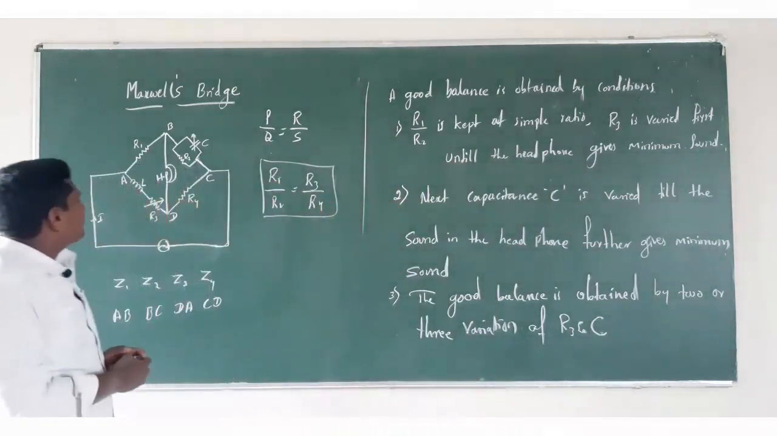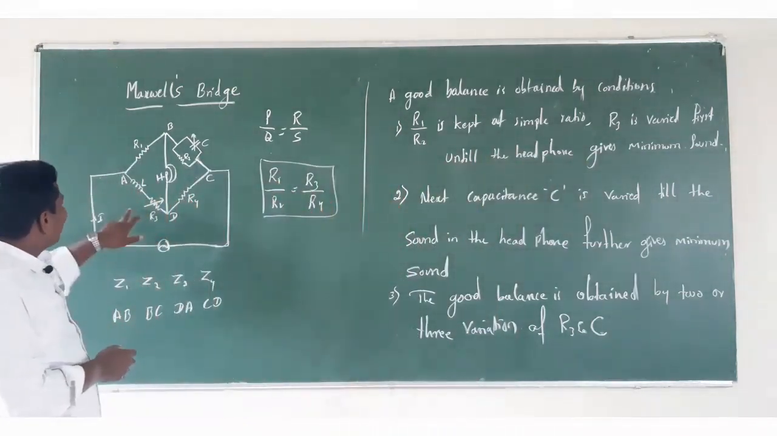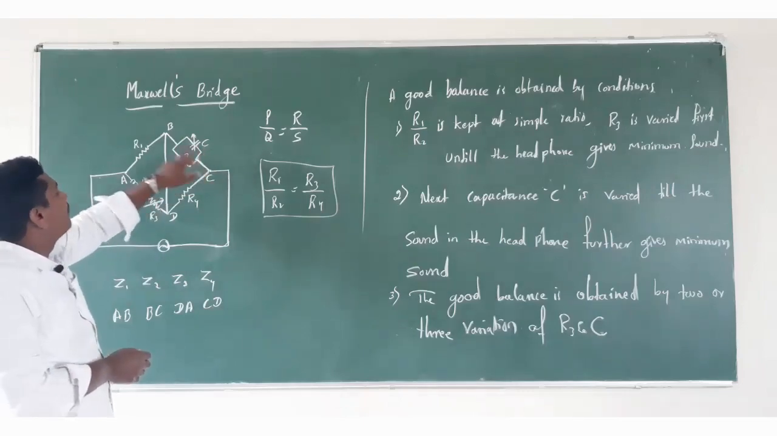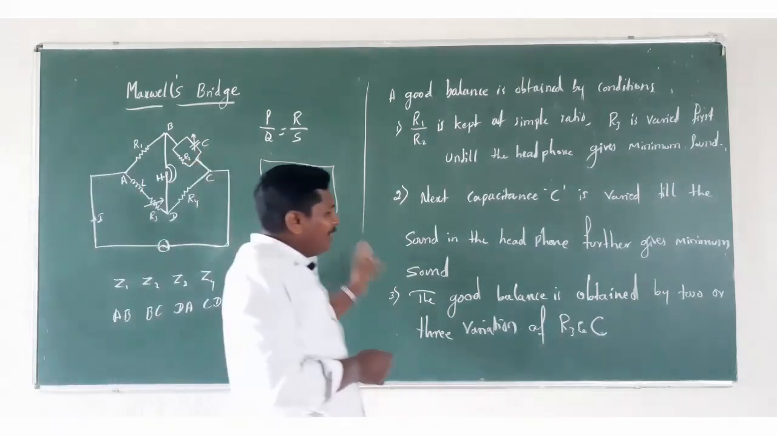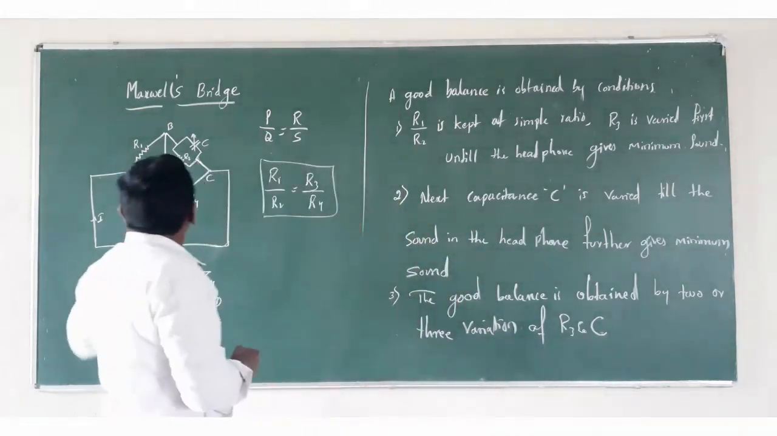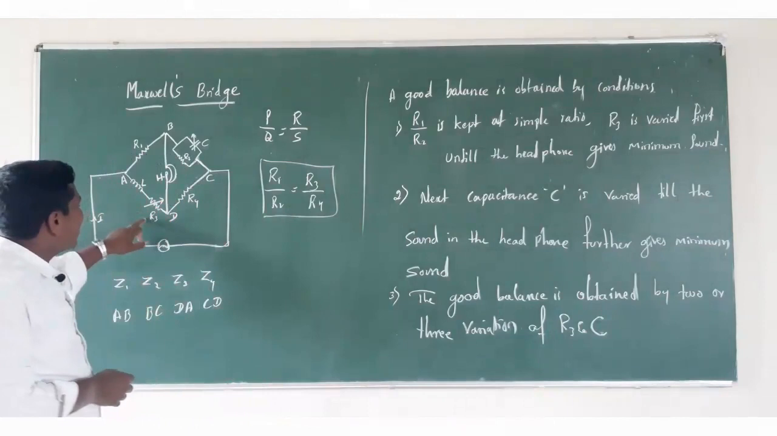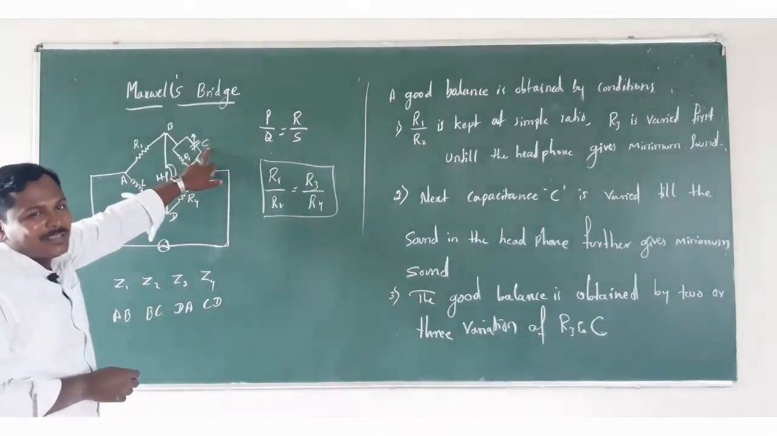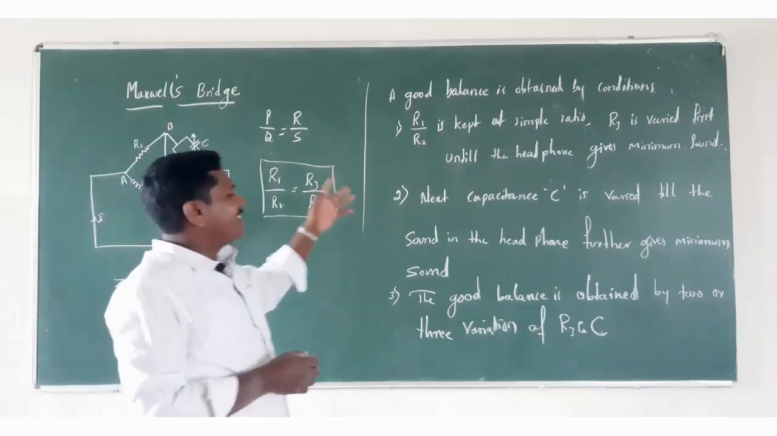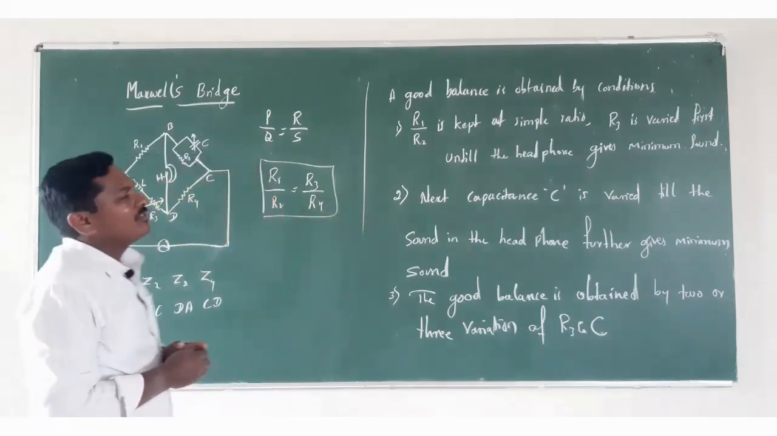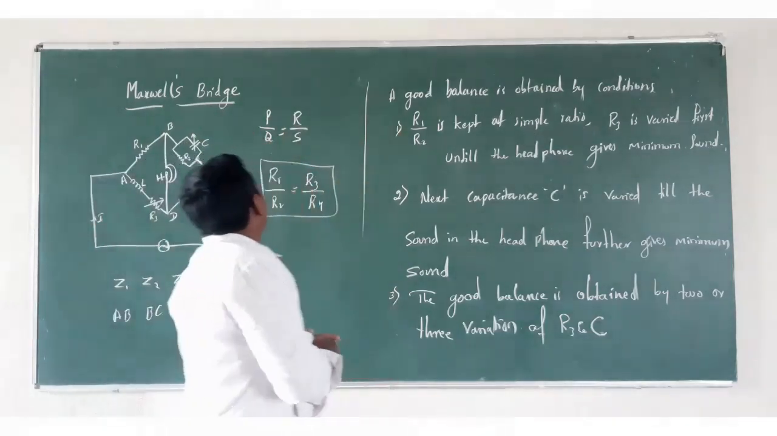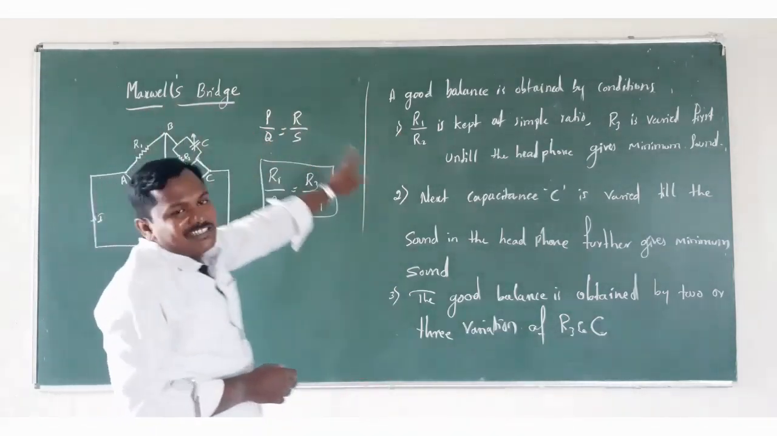And in the second case, by varying the value of the variable capacitance, we can get further minimum sound in the headphone. By doing this 2 or 3 times, by varying R3 and the variable capacitance value, we can get a minimum sound, and these are the conditions to get the minimum sound in the Maxwell's bridge. And this is about the Maxwell's bridge and its conditions.